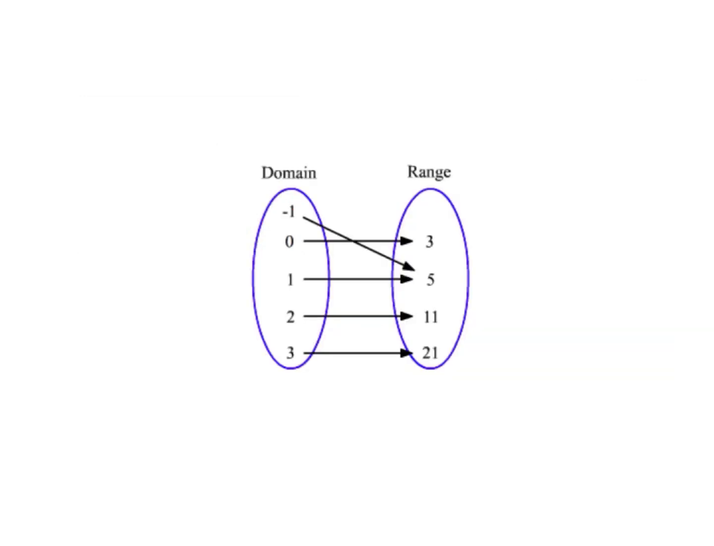Okay, moving on to the next one. Again, examine that input. So we have negative 1, we have 0, we have 1, 2, and 3. All of these are different inputs, so this one checks out. This one is a function because they're all paired with different outputs.